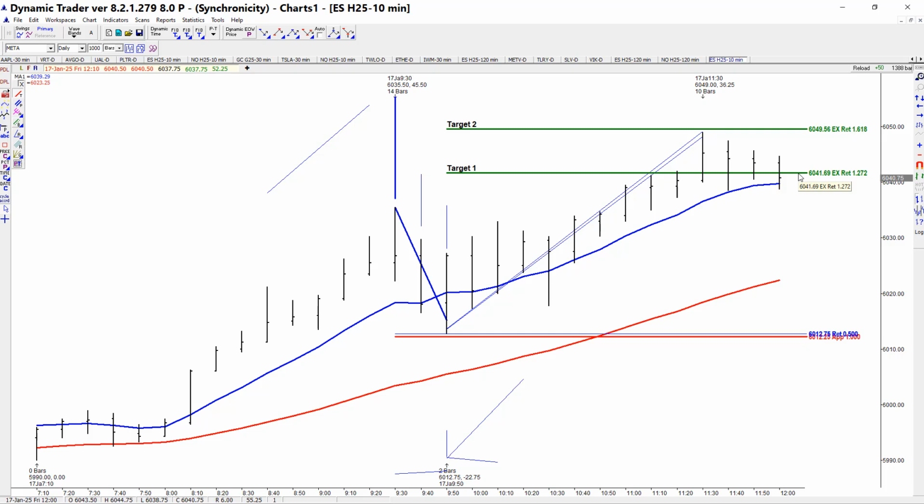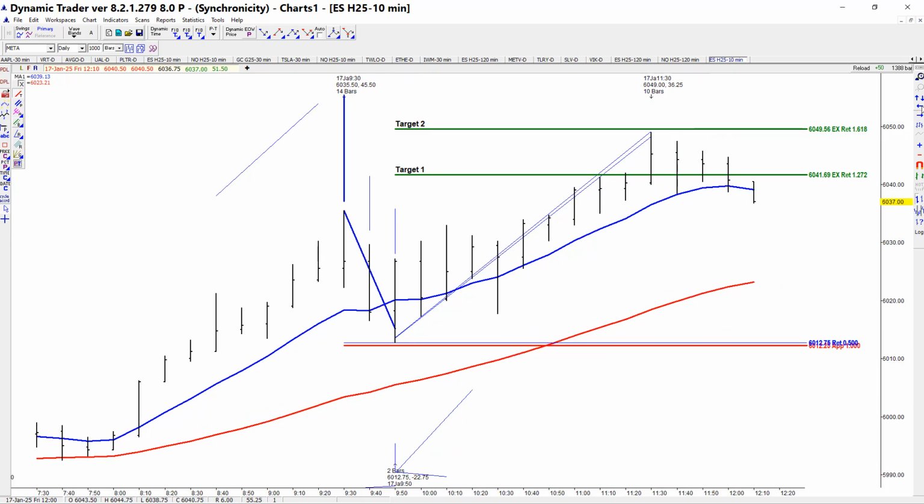Targets are always, the first one is always 1.272 and the second one is 1.618. Okay, so we met both of those targets on the upside. We say mini moves tend to terminate at extensions of prior swings. That was the prior swing we had. We bounced, hit the targets. Now we're terminating at the extensions of those prior swings.